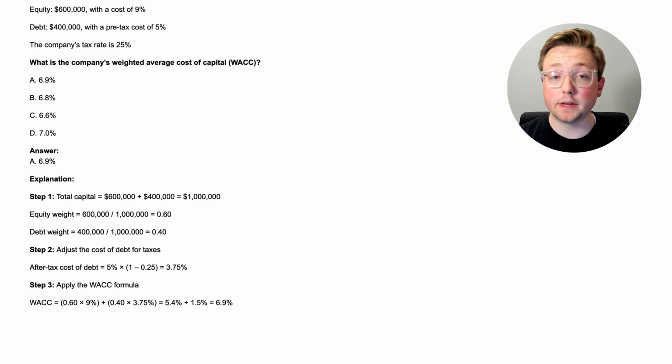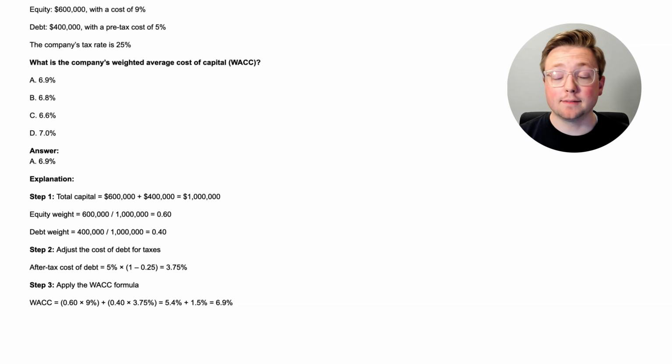Now, we also have to figure out the weight of the equity and the weight of the debt compared to the total. And that's pretty easy. You just take the equity, which is $600,000, divided by the total capital, which is $1 million, and that gives you 60%. Same thing with the debt. Take 400,000 divided by $1 million gives you 40%. So equity has a weight of 60%, debt has a weight of 40% in this case.